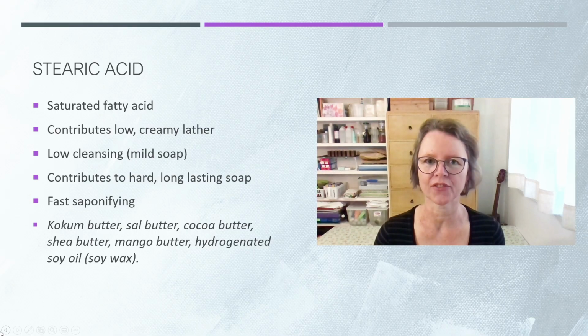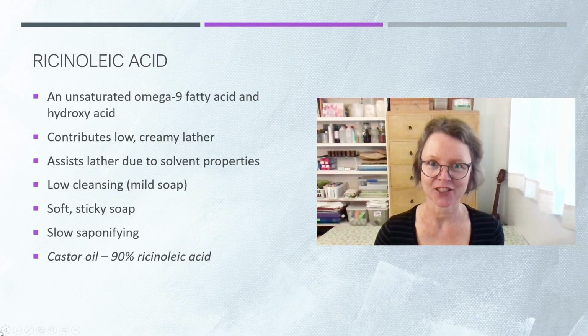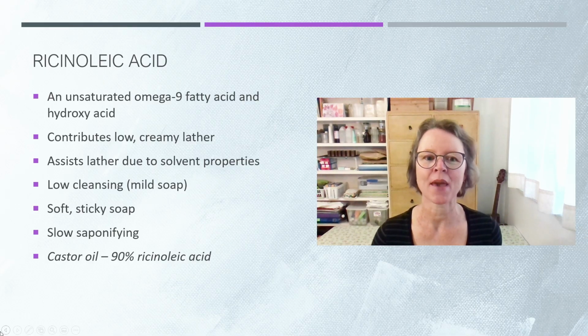Stearic acid is often found in oils and fats in combination with palmitic acid. Those two often do come together in different fats, so that's good to know. Next we have the really unique one, ricinoleic acid. Ricinoleic acid is the first on our list of the unsaturated fatty acids, and it's an omega-9 and hydroxy acid.